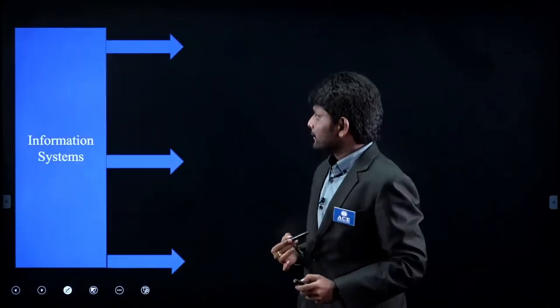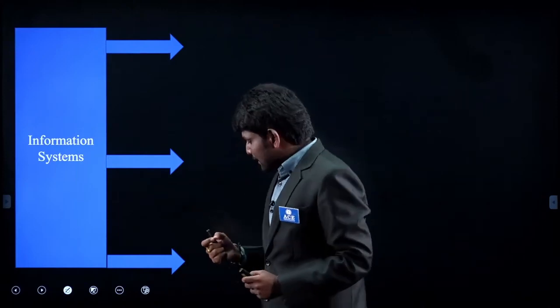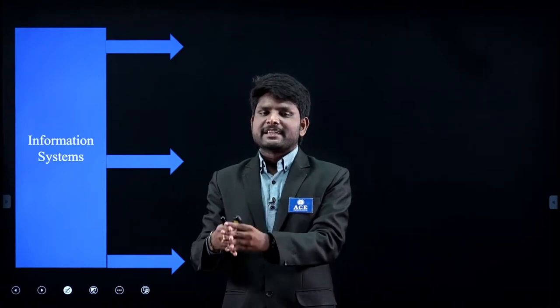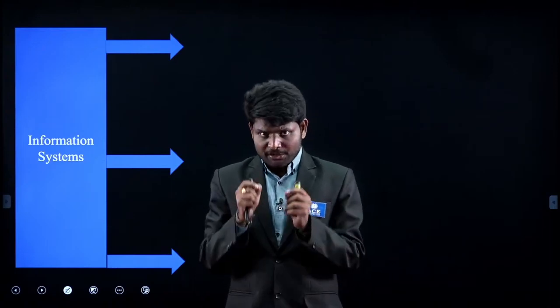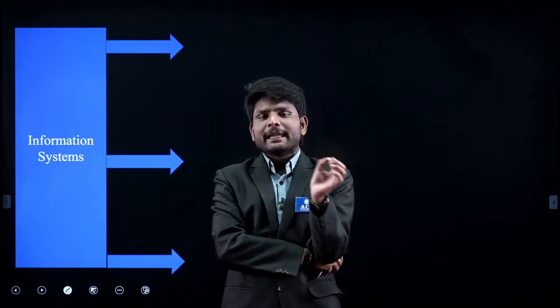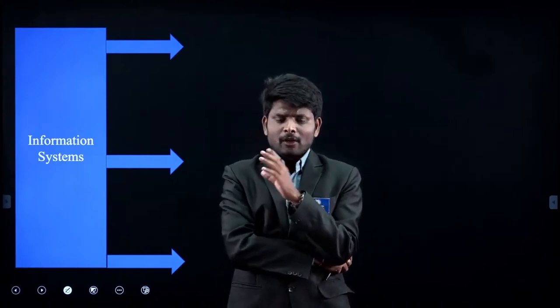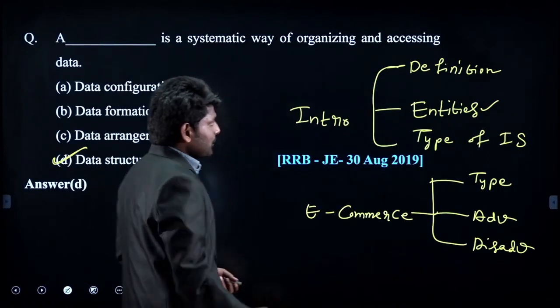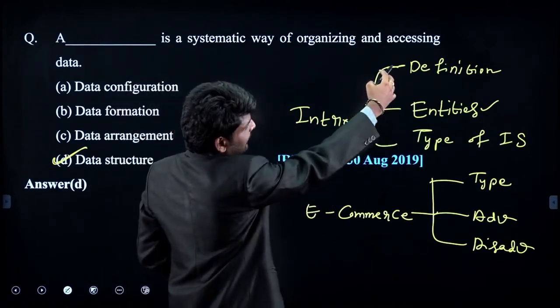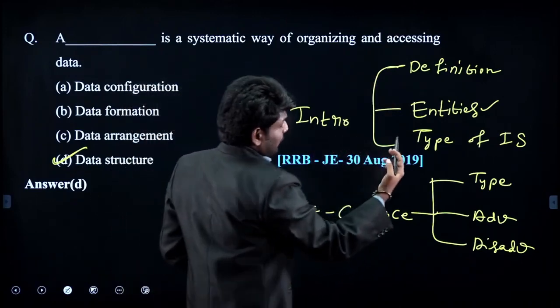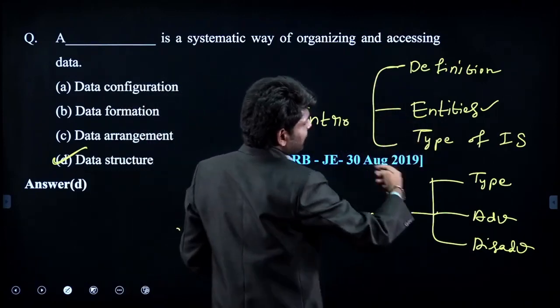Fine? Then, okay. So these are all the previous year questions that have been asked from information systems in the RRB JE exam. Whatever questions we have learned till now, those are the questions that have been asked from information systems in previous year RRB JE examinations. Fine. So after that, as I have already shown you, we understood from the introduction part that they are interested in definitions, different entities involved in the information systems, and different types of information systems.